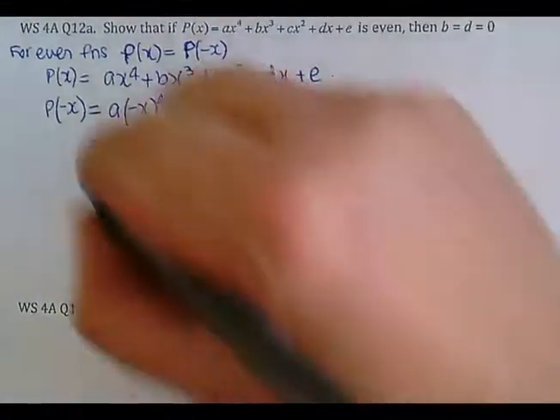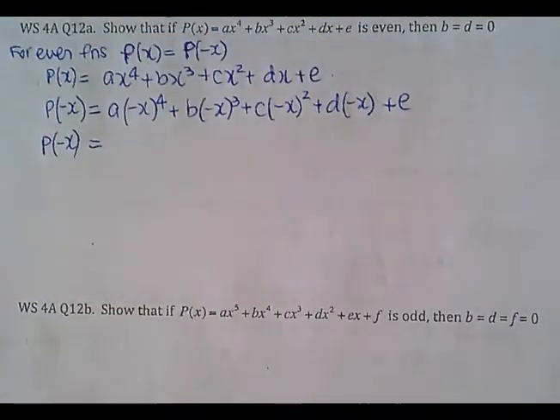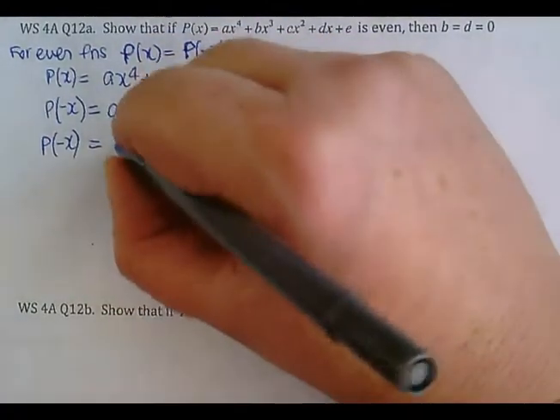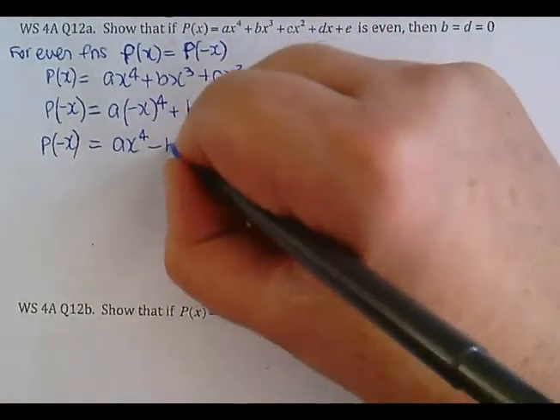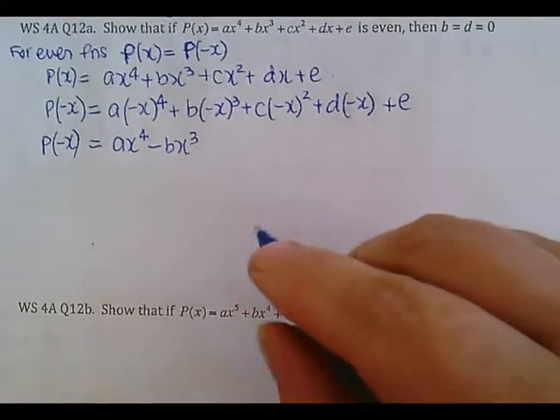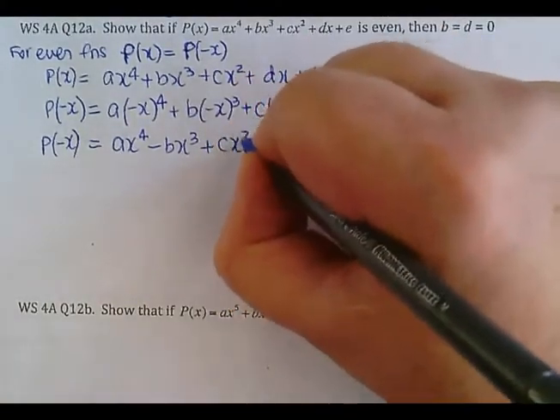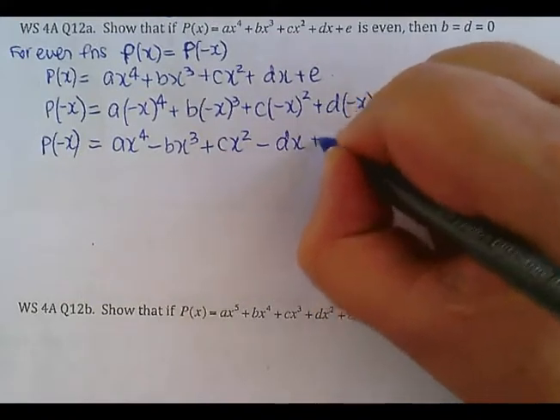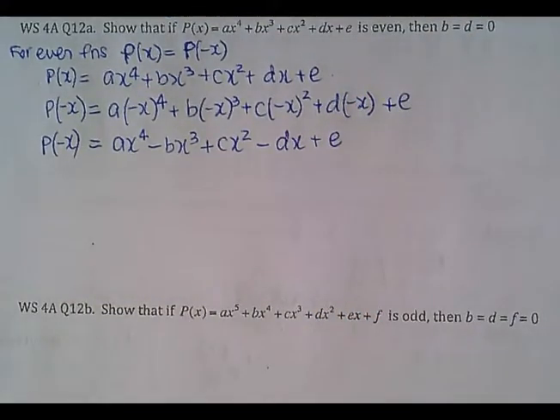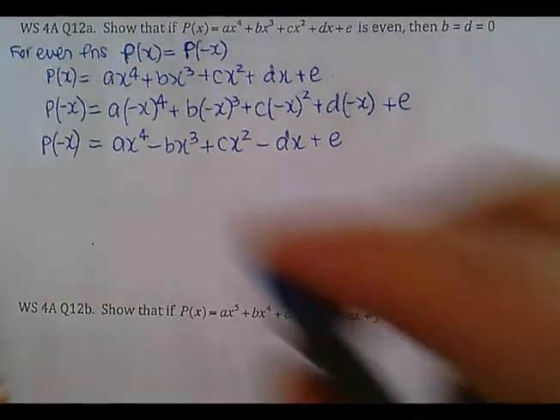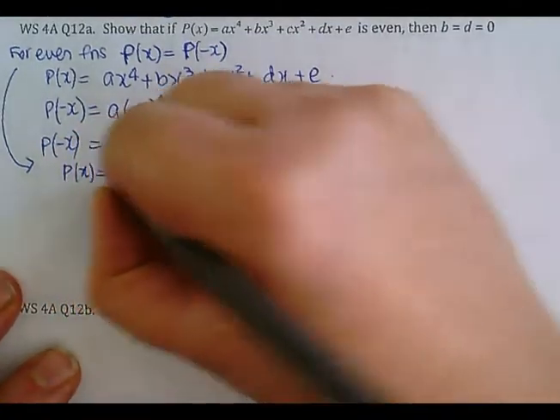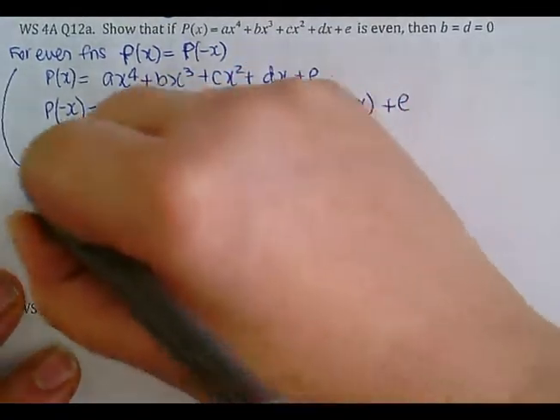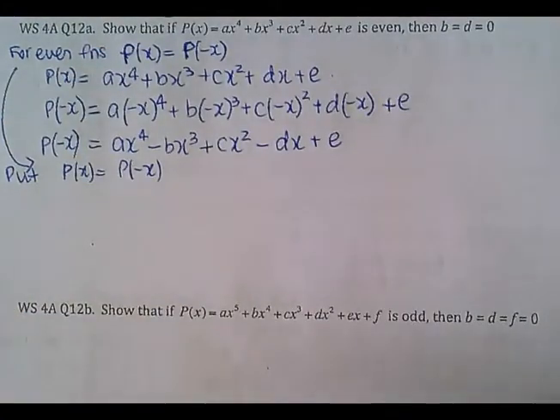So what have we got now? Haven't you got ax to the 4? Will the next one be a positive or negative term? Minus bx cubed. Next one, positive or negative? Plus cx squared minus dx plus e. Now, we know that for even functions, p of x equals p of negative x. I probably should write that down here. So we'll put p of x equal to p of negative x.